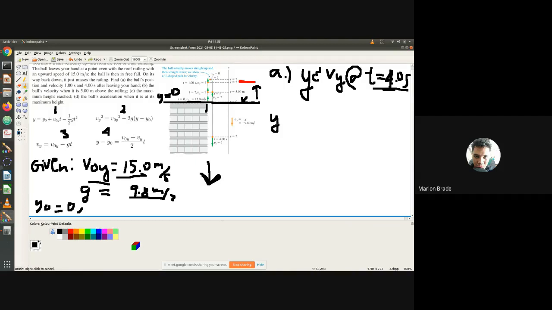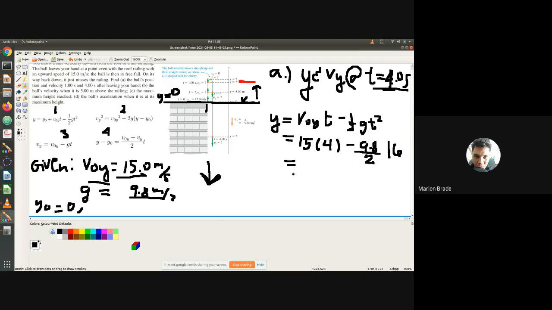So ang y naught is 0, so this is equals to v naught y t minus 1/2 g t squared. This is equals to v naught y nako is 15 multiply by t is 4. So nako minus 9.8 over 2. Ang t nako is 4, so this is 60.